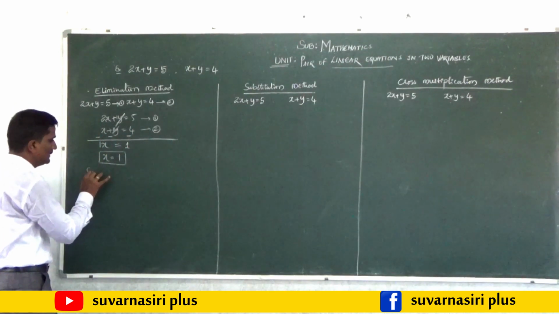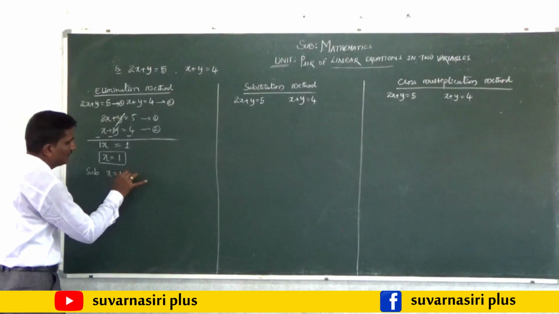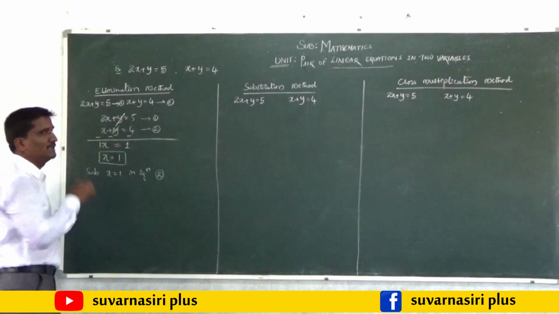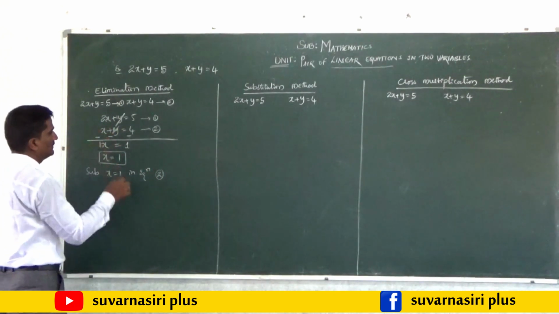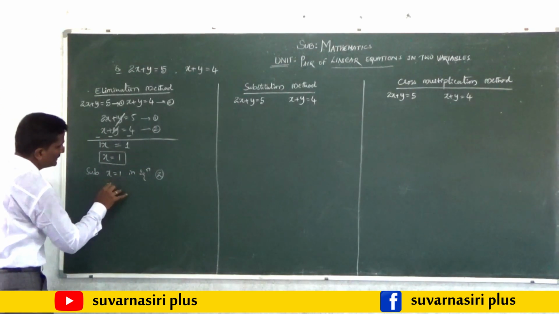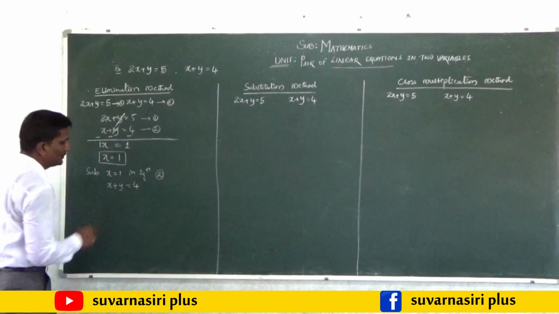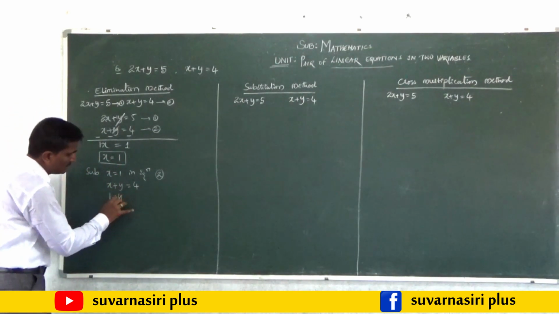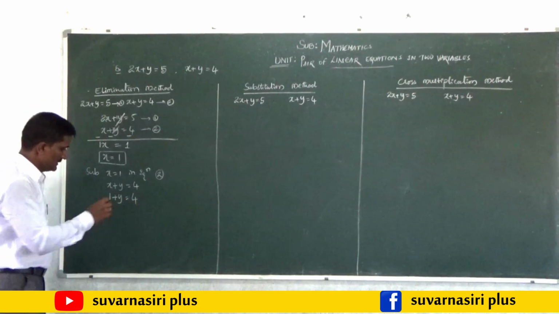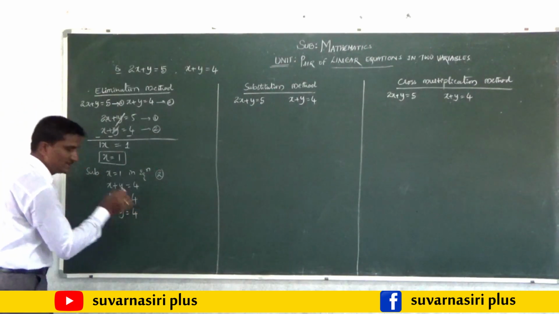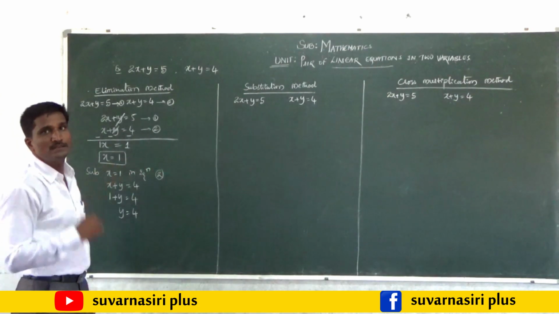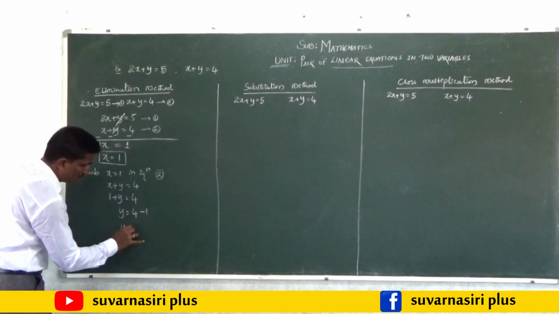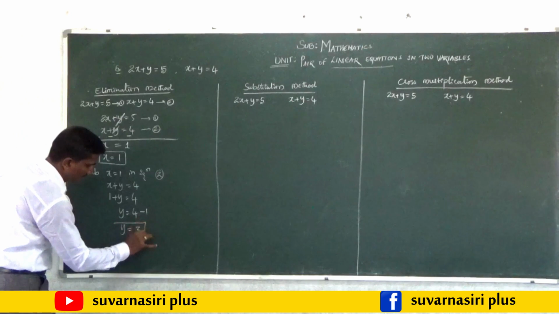So substitute x is equal to 1 in equation number 2. Better you take a simple equation. While substituting the values, the second equation is x plus y is equal to 4. Substitute here. X is equal to how much? 1. 1 plus y is equal to 4. Y is equal to 4 as it is. You have to transport plus 1 to the right side. Plus 1 becomes minus 1. So y is equal to 4 minus 1, it is 3.